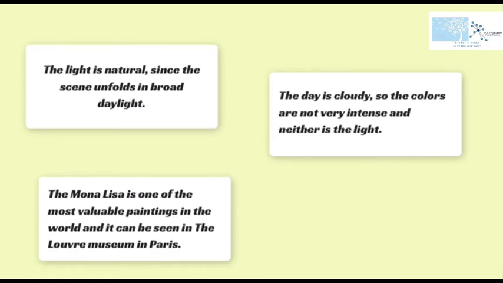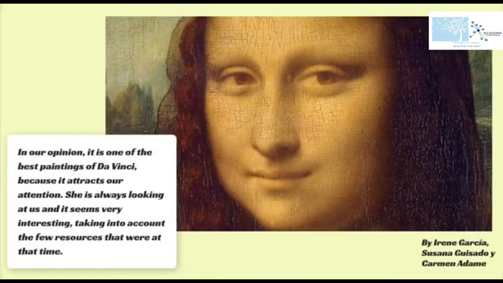The Mona Lisa is one of the most valuable paintings in the world, and it can be seen in the Louvre Museum in Paris. To finish, in our opinion, it is one of the best paintings of Da Vinci, because it attracts our attention. She is always looking at us and it seems very interesting, taking into account the few resources that were available at that time.